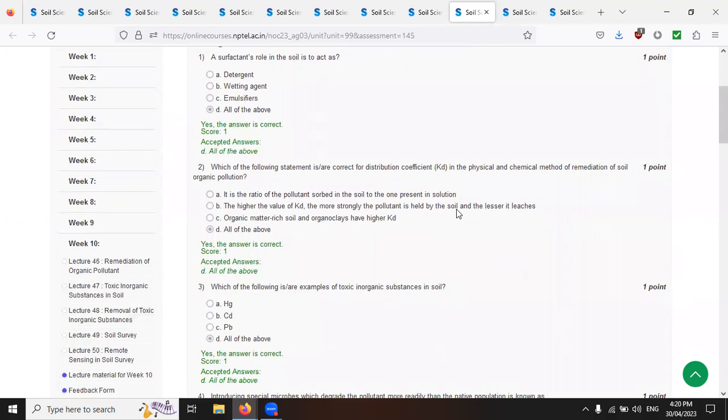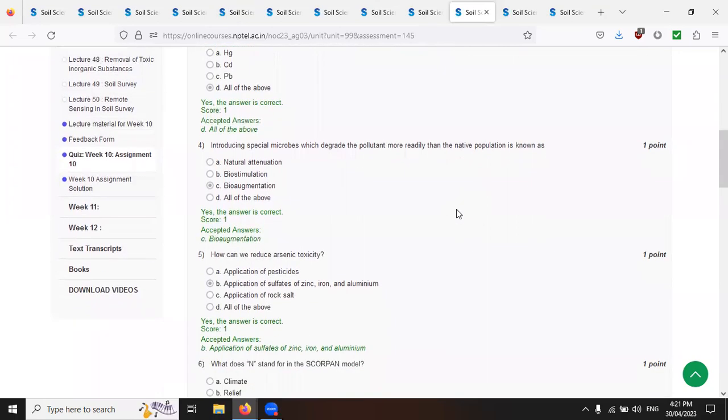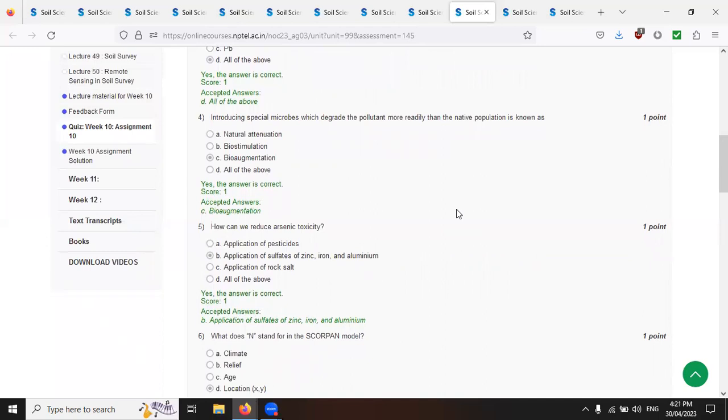Which of the following are examples of toxic inorganic substances in soil? Mercury, cadmium, or lead? We don't want any of them. Introducing special microbes which degrade the pollutant more readily than the native population is known as bio-augmentation. When you add microbes to degrade it, because you're not stimulating it and you're not letting it naturally do it. Stimulating is putting in chemicals or other things, bio is adding the living. Bio-augmentation.